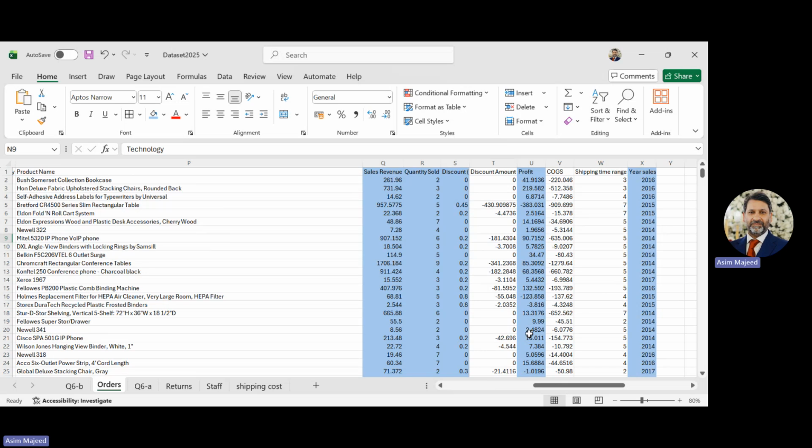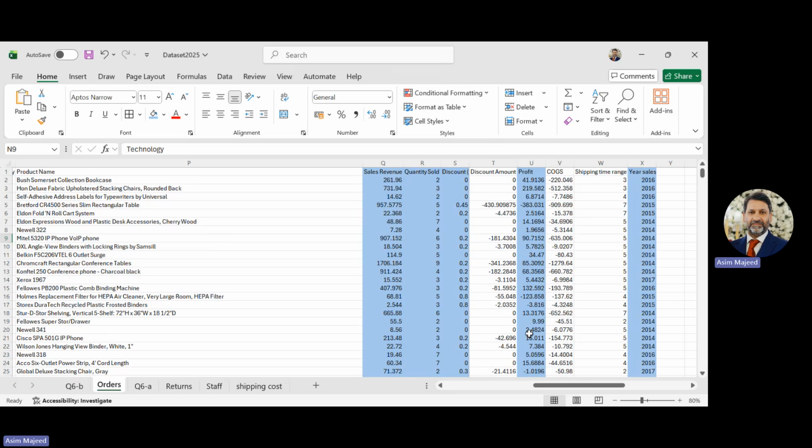Then I think the second key finding I got is that discounts negatively affect profitability. For instance, there is a clear negative relationship between discounts and profits, showing that higher discounts tend to reduce profitability. So discounts may encourage some additional purchases, but they erode the margins and reduce overall financial performance.